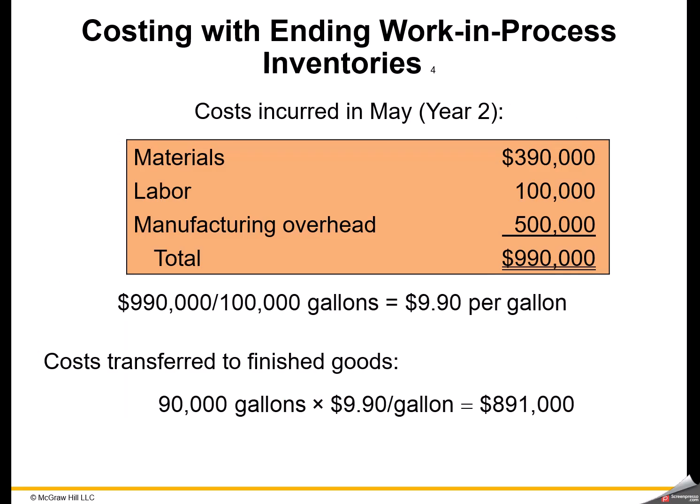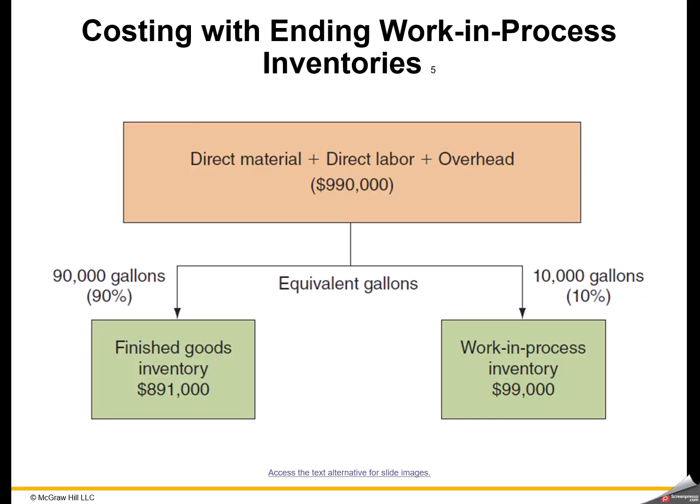So now we have $990,000 of costs, and we're going to divide that by the 100,000 equivalent gallons, and that's going to be $9.90 per gallon, and that is the value that we would charge off to cost of goods sold. Take that times the 90,000 gallons, and then the remainder will be left in our finished goods inventory, which is the $99,000.